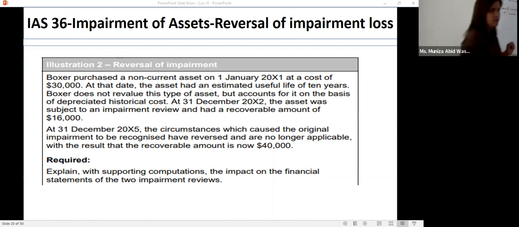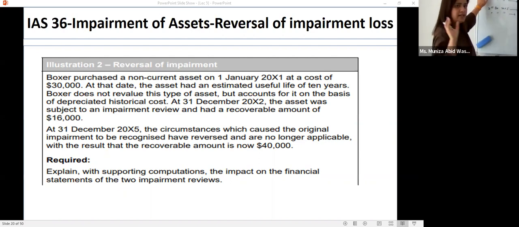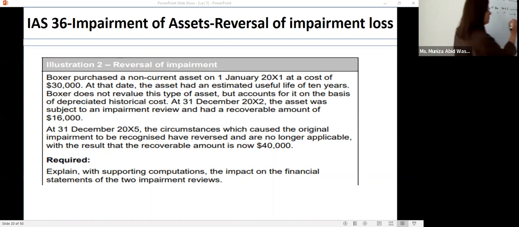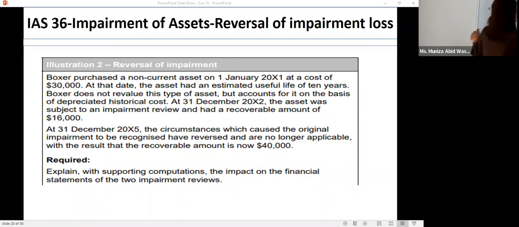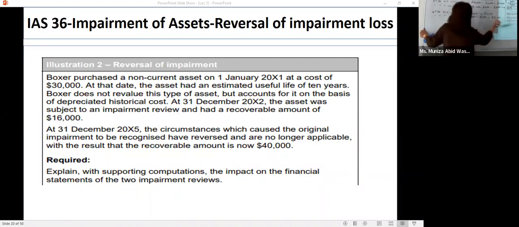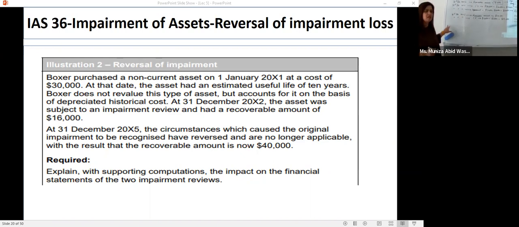So 2,000 depreciation charge for year ending 2003, 2004 and 2005. For 3 years depreciation charge has to be taken. So how much depreciation charge will be there? 2 multiplied by 3, it will be 6,000. So how much is going to be the carrying value now? 10,000. Is there an impairment now? Is your carrying value more than the recoverable amount? No. So no impairment has been there.